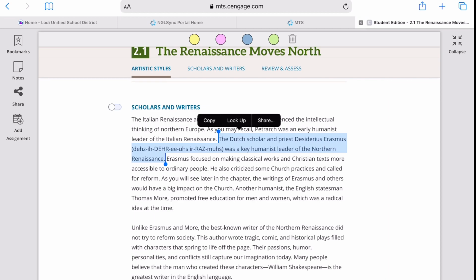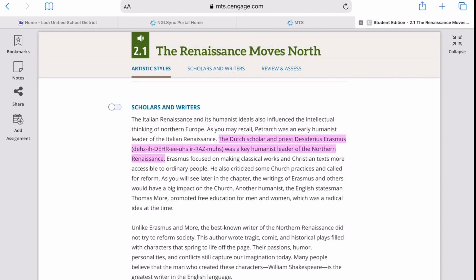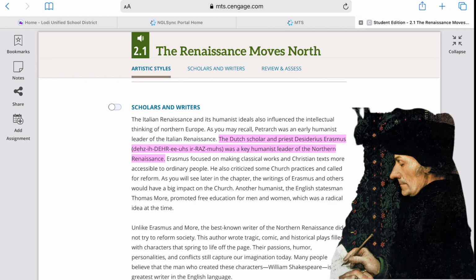One of the people that were influenced by the Italian thinkers is the Dutch scholar and priest Desiderius Erasmus. He is a key humanist leader in the Northern Renaissance. Well, to summarize his accomplishments, Erasmus focused on making classical works and Christian texts more accessible to ordinary people. In other words, besides translation, obviously, he made this literature more understandable into the simple language that common people understand.